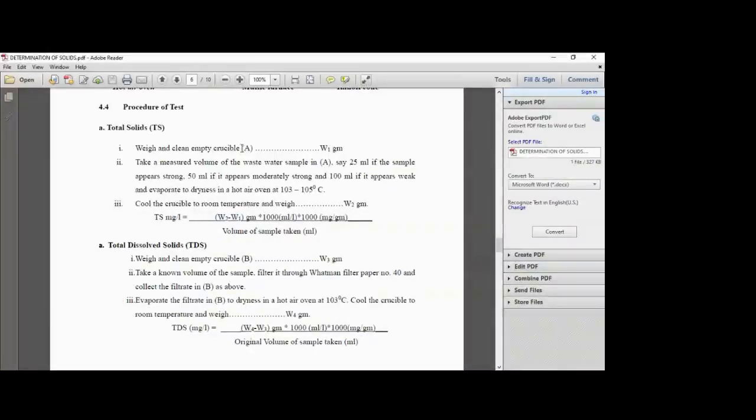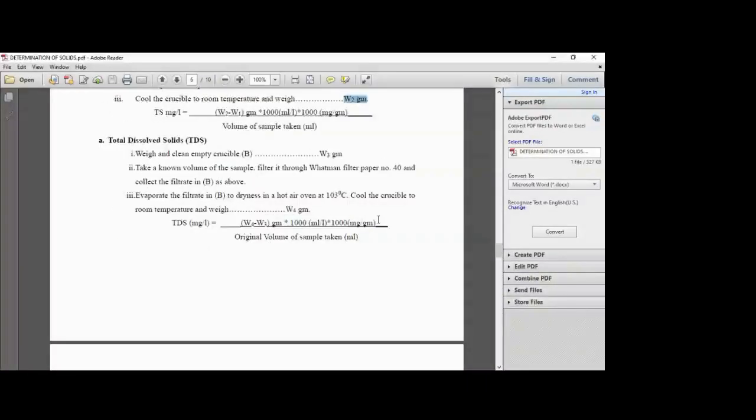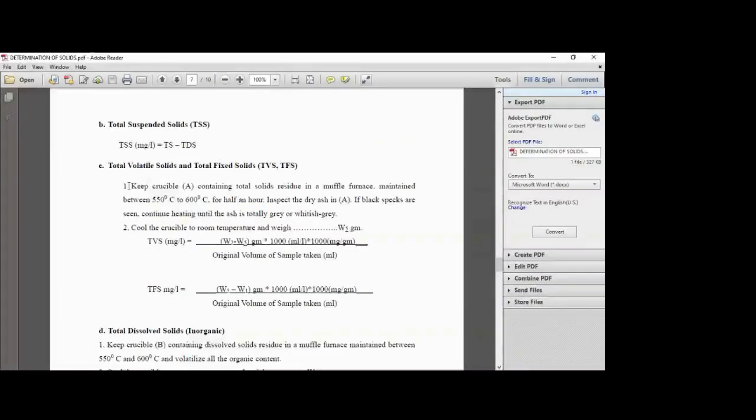Now we are going to continue with the same crucible. We are not going to wash it, right? We are going to take the same crucible which has W2 gram, and what we are going to do next, see, we'll have to come here. Keep crucible A containing the total solid residue in a muffle furnace.